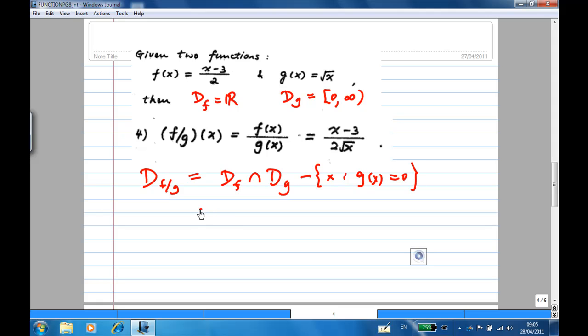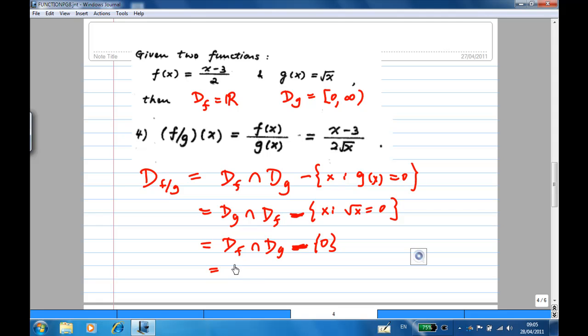Now, when is g of x equal to 0? Now, let's calculate. g of x equal to 0 means square root of x equals 0. And we know square root of x equals 0 means x equals 0. So you take away the point 0. It means you have the intersection of the domains of f and g, which is 0 to infinity including 0. And you take away the point 0, and you're left with an open interval from 0 to infinity, excluding 0 now.